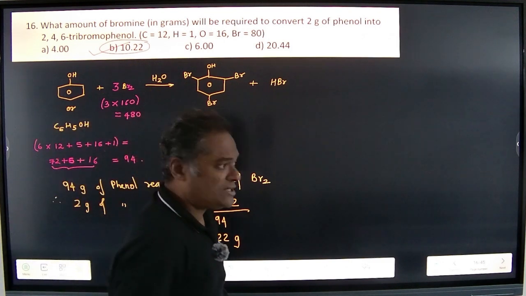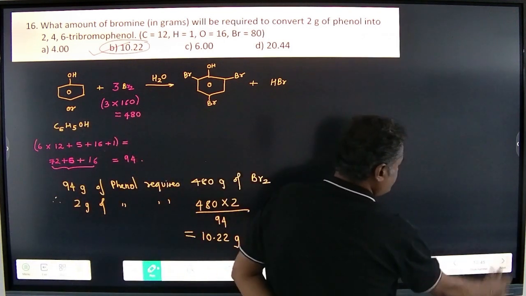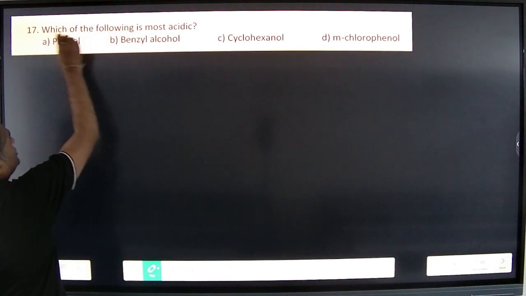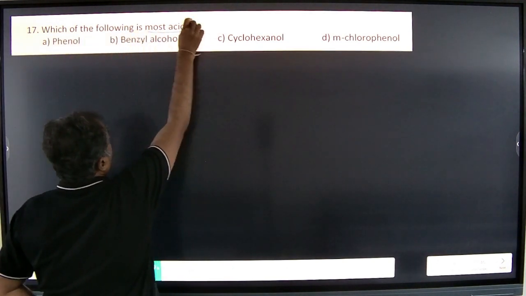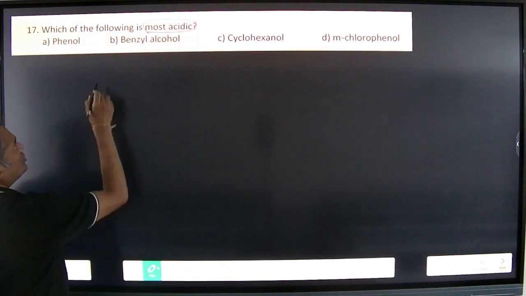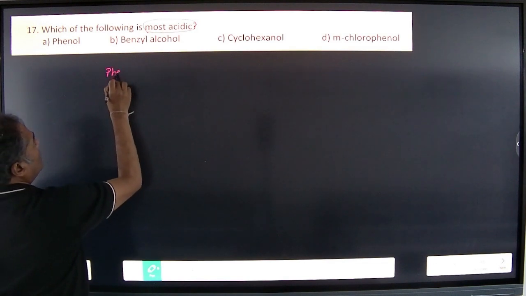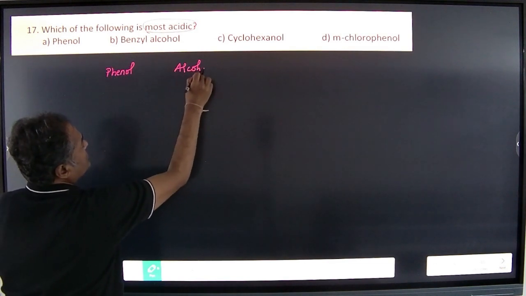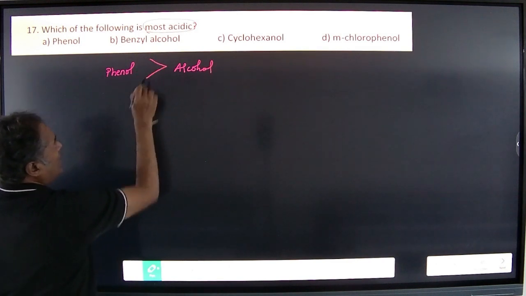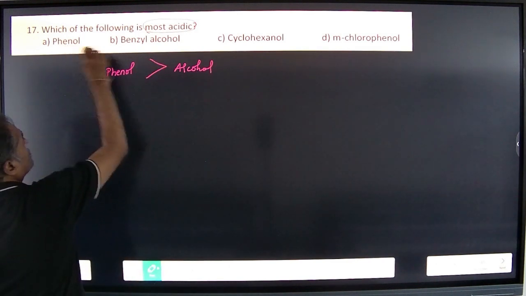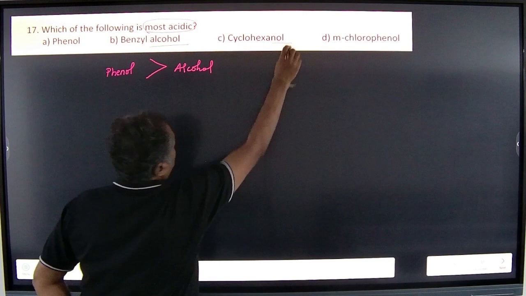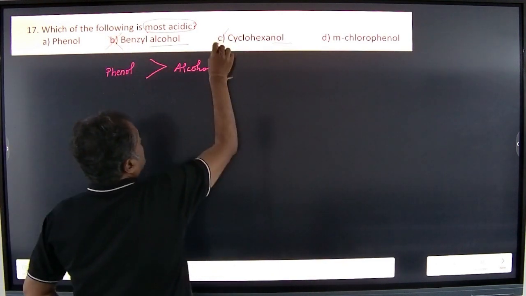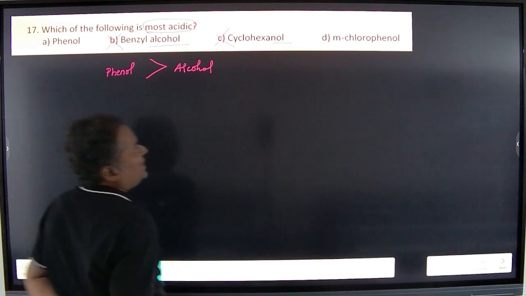Let us take the next question. Over here the question given to you is very simple. Which among the following is the most acidic? Before we start this acidic concept, you should know one thing. When you compare phenol compounds with alcohol compounds, obviously phenols are more acidic than alcohol. So you have got alcohol over here and alcohol over here. They will be the least acidic, so I can cut this. Only two options are left, A and D.